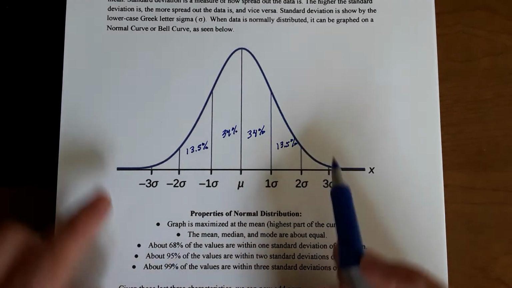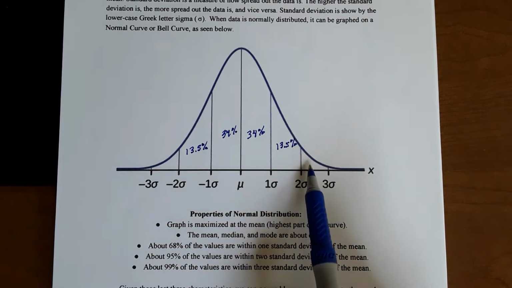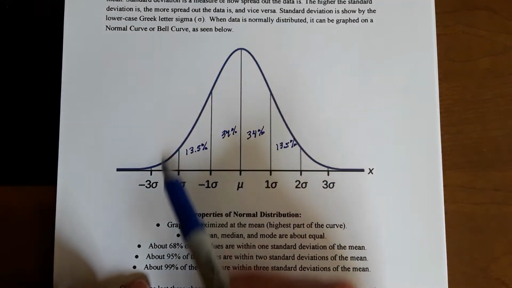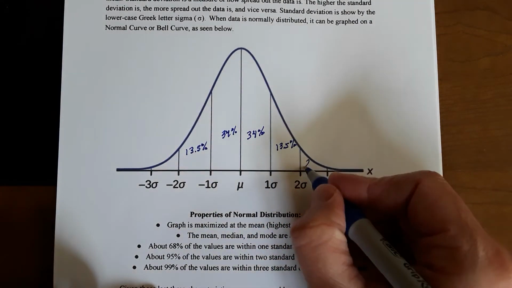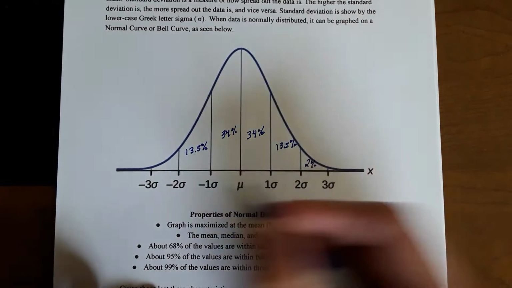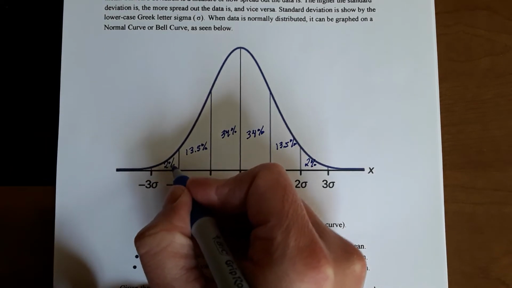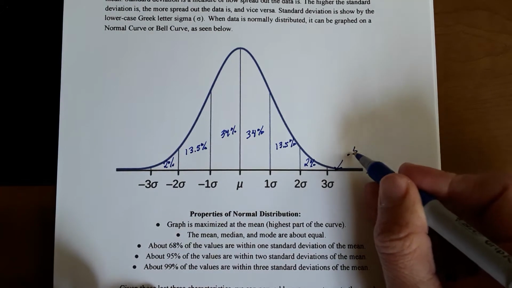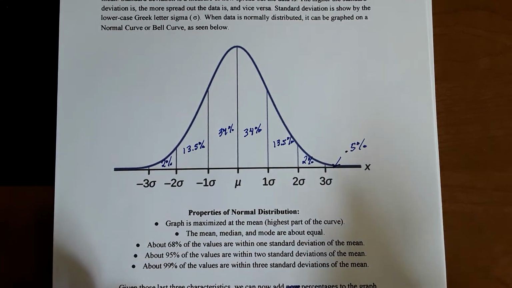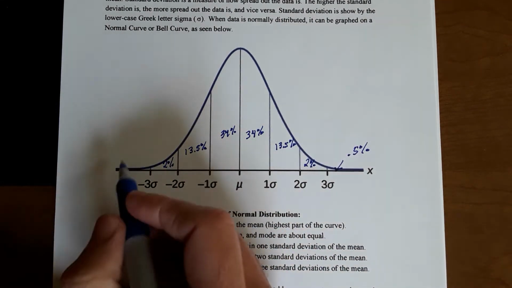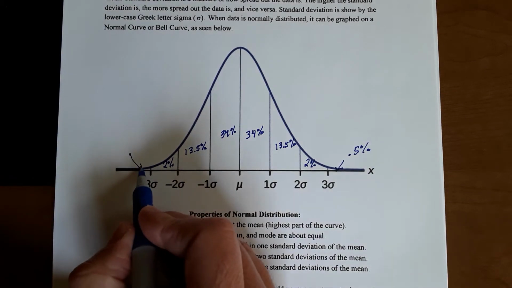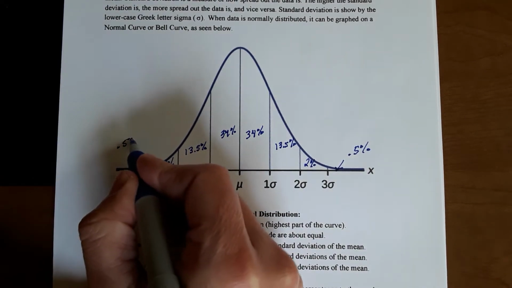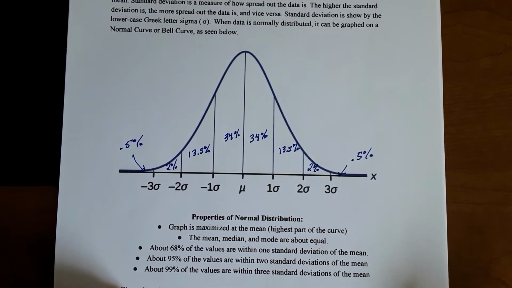And then with this last one, we can actually fill in a couple of things here. The first one, if 99% of the data is within these 2, then this little section is going to be 2%. That section is 2%. And then these kind of outliers here, we're going to have 0.5% that are above 3 standard deviations and 0.5% that are below.